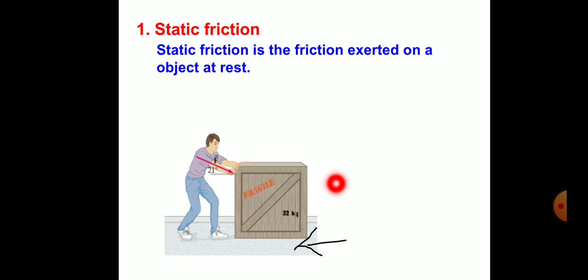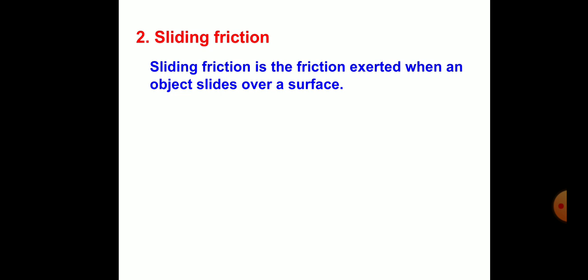Then there exists a force called sliding friction. So the friction exerted here is sliding friction. What do we mean by sliding friction? Sliding friction is the friction exerted when an object slides over a surface. Static friction is the friction exerted when an object is at rest. Sliding friction: when the object starts moving, there is a friction exerted on that moving object. That friction is called sliding friction.